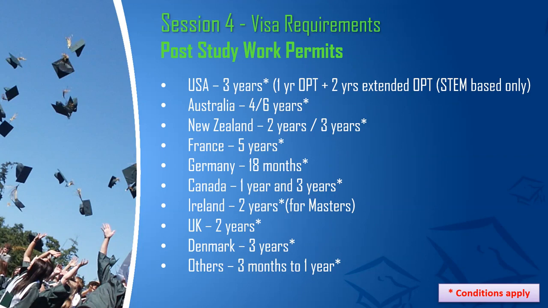In Canada, the latest update is even if you do a 1 year course for certain programs, you get 3 years of stay back. UK 2 years, Denmark 3 years, others 3 months to 1 year. Any questions? And please note, none of these post-study work permits are automatic. Students have to become eligible and satisfy the local conditions at the time of application. Then only they'll get post-study work permits.